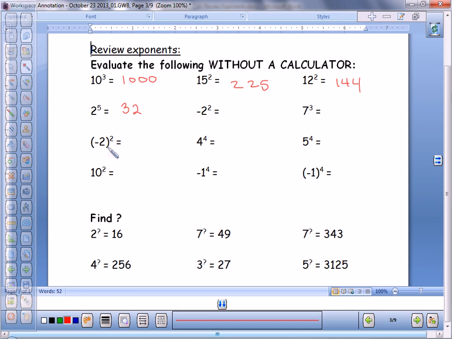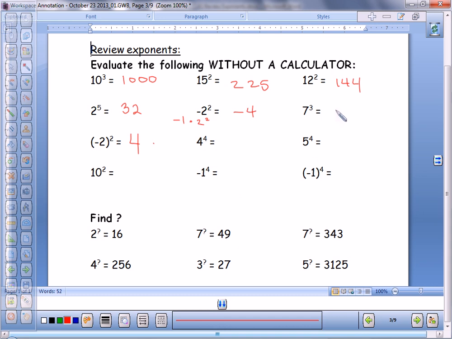Now this one and this one. If I read it out loud, I would have to say the opposite of 2 squared, which is -4, versus this one is -2 quantity squared, which is +4. I don't get it. Oh, yeah, because it's like a -1 multiplied by. Exactly. This is like a -1 multiplied times 2 squared. That's what this means. -1 times 2 squared. The opposite of 2 squared. That's what it means.